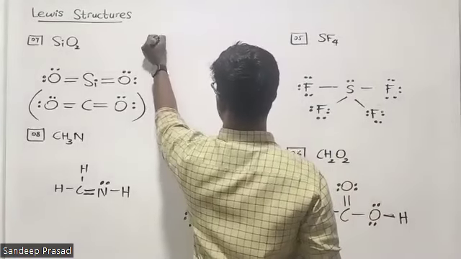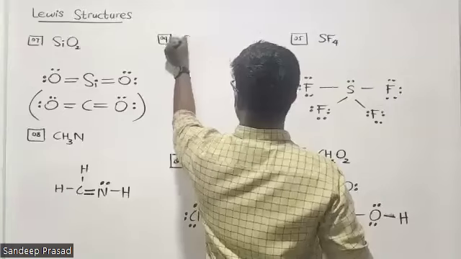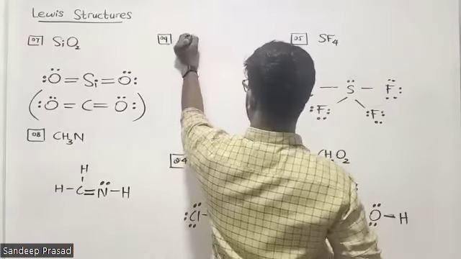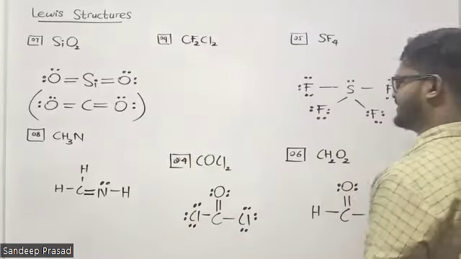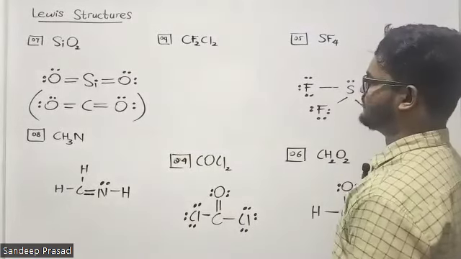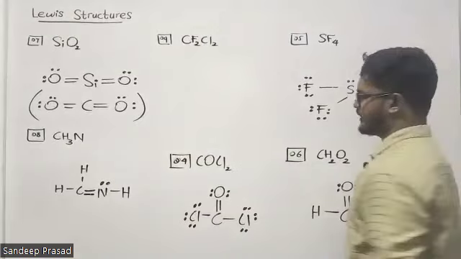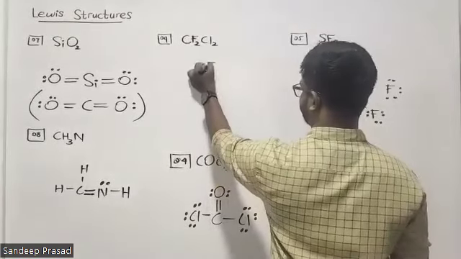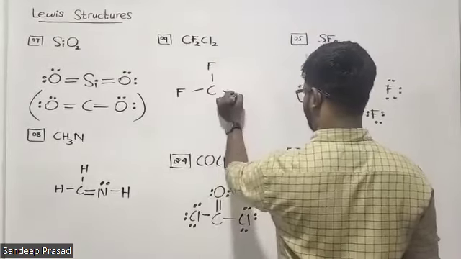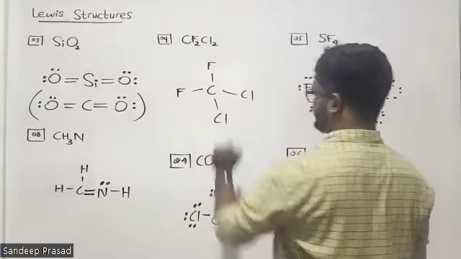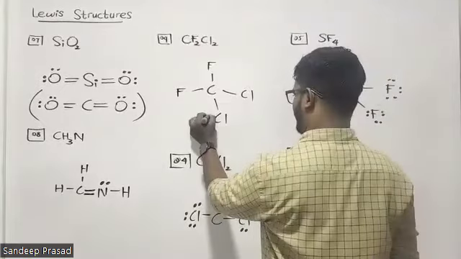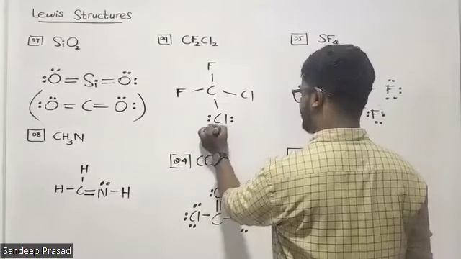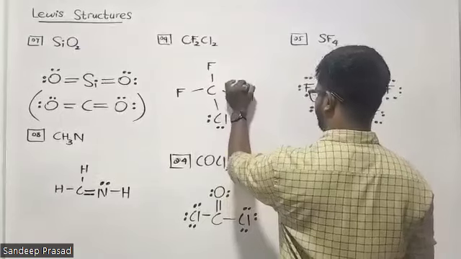Number 9. CF2Cl2. Students, this is the same as carbon tetrafluoride. Carbon is the central atom connected to two fluorine atoms and two chlorine atoms, right? And I told you that fluorine and chlorine are both halogens, generally making a single bond.